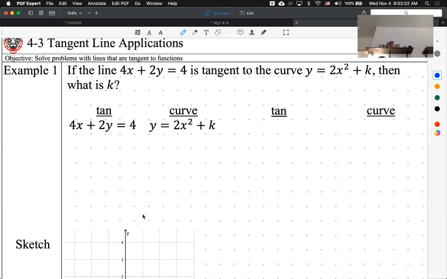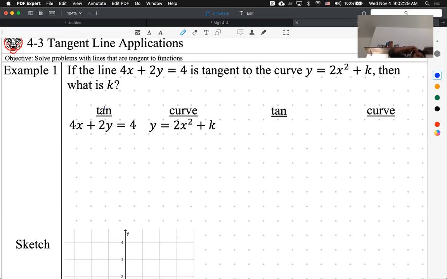So I told us that our tangent line is 4x plus 2y is equal to 4. I know that the curve is y equals 2x squared plus k, and the goal is to find k. So what do we do? Well, we want to eventually take the derivative of both of these. But before I do that, I want to get y isolated because I don't want to have to worry about moving things around later. So let's go ahead and isolate y, then we'll take the derivative of both the right piece and the left piece, the curve and the tangent line.